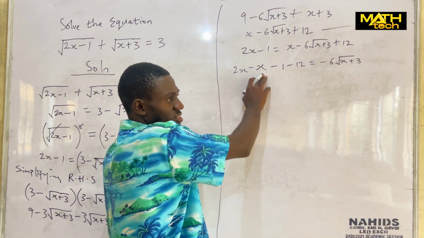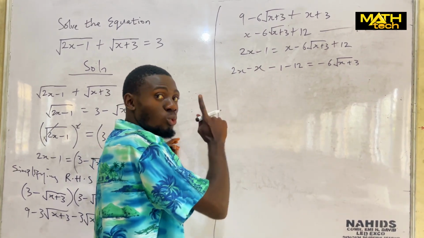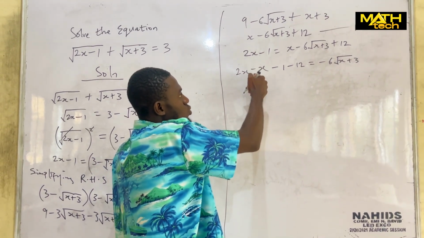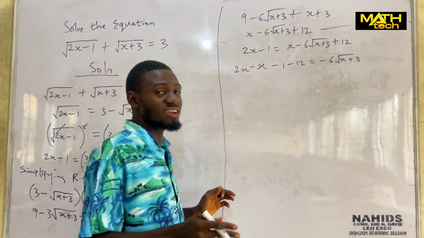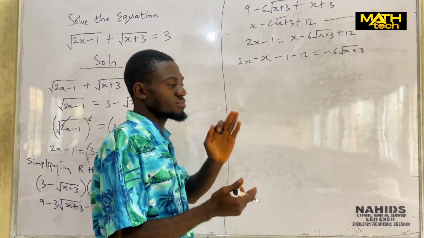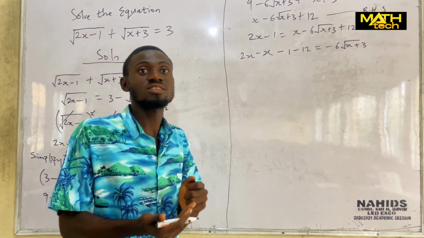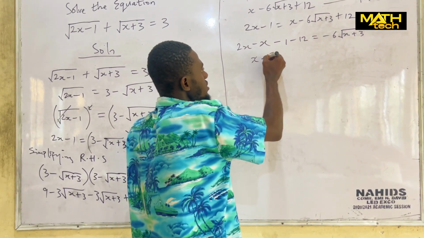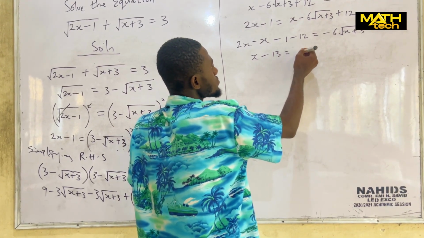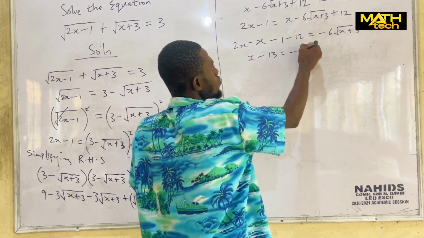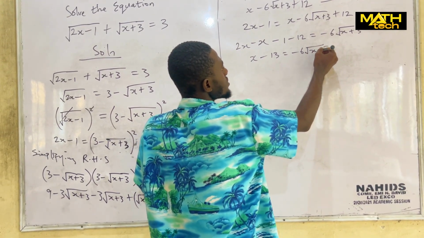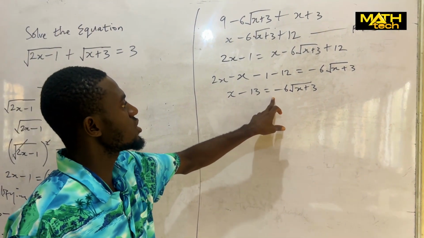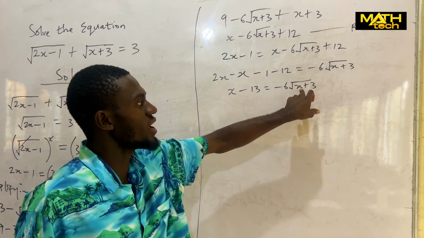So 2x minus x. Don't forget, x and x, they are like terms, so we work with the coefficients. We have here to be 2, and this coefficient here is what? 1. 2 minus 1 is what? 1. So 1x, but it is not okay to write 1x. Instead, we write x there. So we see x minus 1 minus 12 gives us what? Minus 13. And this is equal to minus 6 square root of x plus 3. Okay, x minus 13 equal to minus 6 square root of x plus 3.